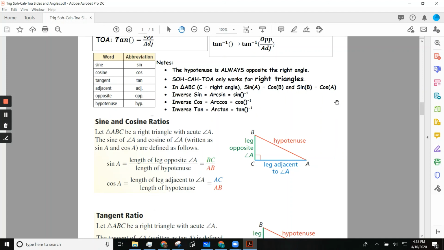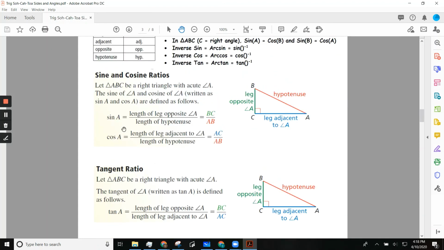Now, the hypotenuse is always opposite the right angle. It is always along the side. And this process of using SOHCAHTOA will only work for right triangles. And basically everything in this packet here is all about the right triangle.